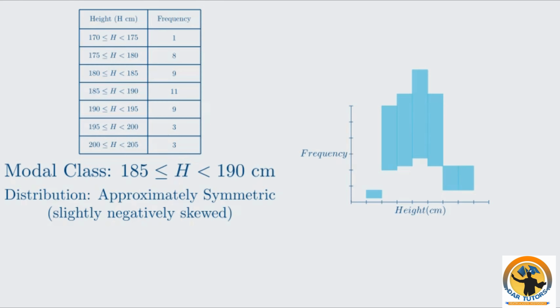Looking at the histogram, we can see it's roughly bell-shaped, but with a slight tail to the left, so we could describe it as approximately symmetric or slightly negatively skewed. A key takeaway is that the shape of a histogram can tell us a lot about the data's distribution.